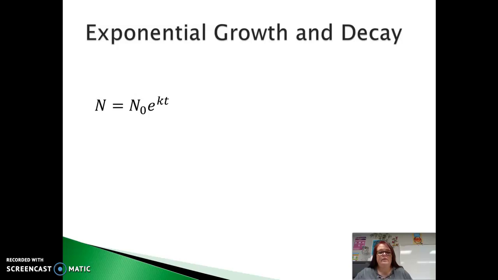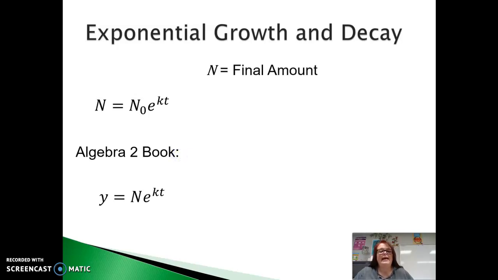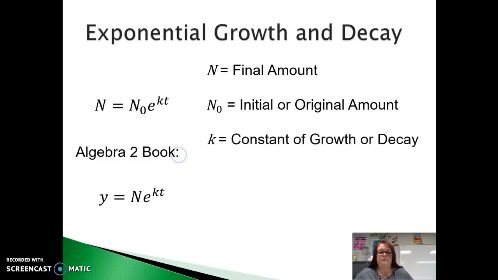So we have formulas that we use with e. Similar to what we did with the exponential functions that we talked about in the previous section, we have some with e as well. So for exponential growth and decay, we have N equals N sub 0 e to the kt, or your Algebra 2 book might have called it y equals something like that. N is the final amount, which could have been N or y. N sub 0 is your initial or original amount. K is your constant of growth or decay.